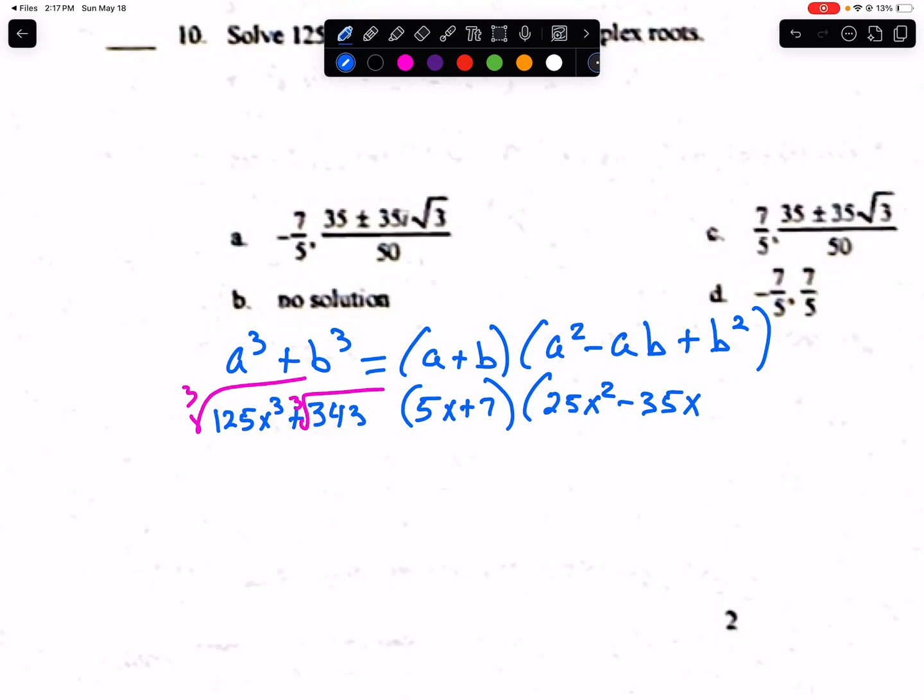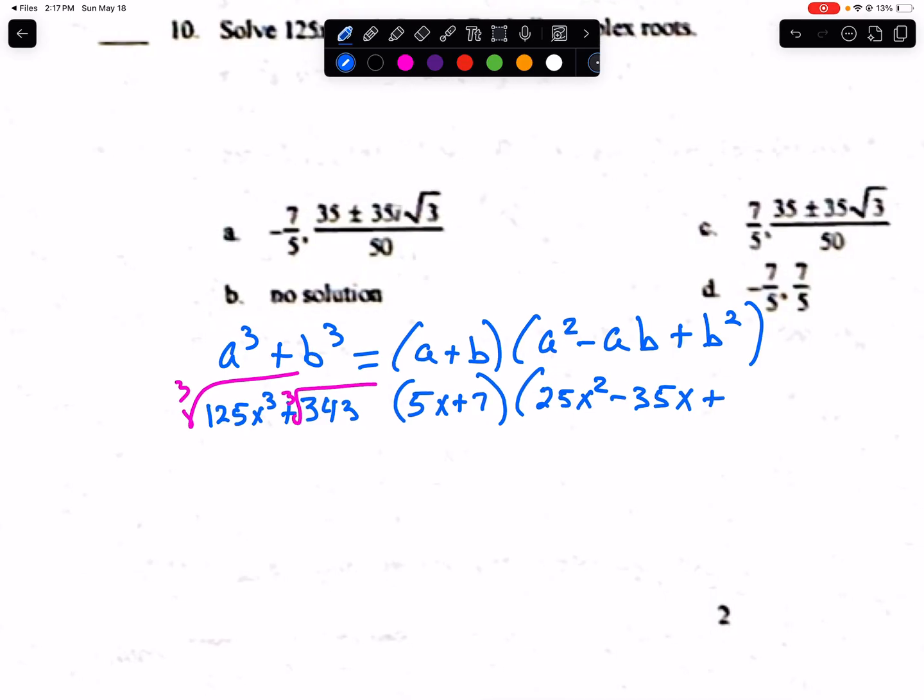This is tough because when you do the quadratic formula, the numbers are gigantic. That's why it's mean to give such big numbers right there, but whatever. So plus 49 because we square 7. So when we plug in for quadratic, a is 25, b is negative 35, and c is 49.